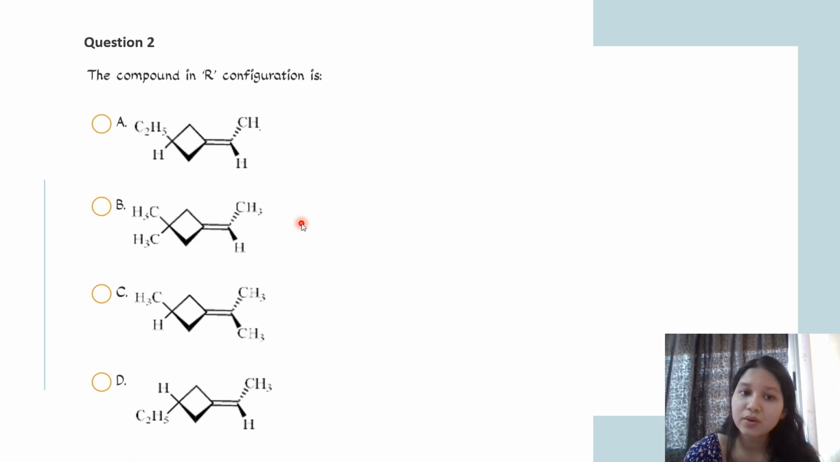The compound in R configuration is... You have been given 4 molecules and you have to assign the stereochemistry to these chiral compounds. These compounds given in the options do not possess any stereogenic center, but they show axial chirality. Okay, along this axis, they show axial chirality.